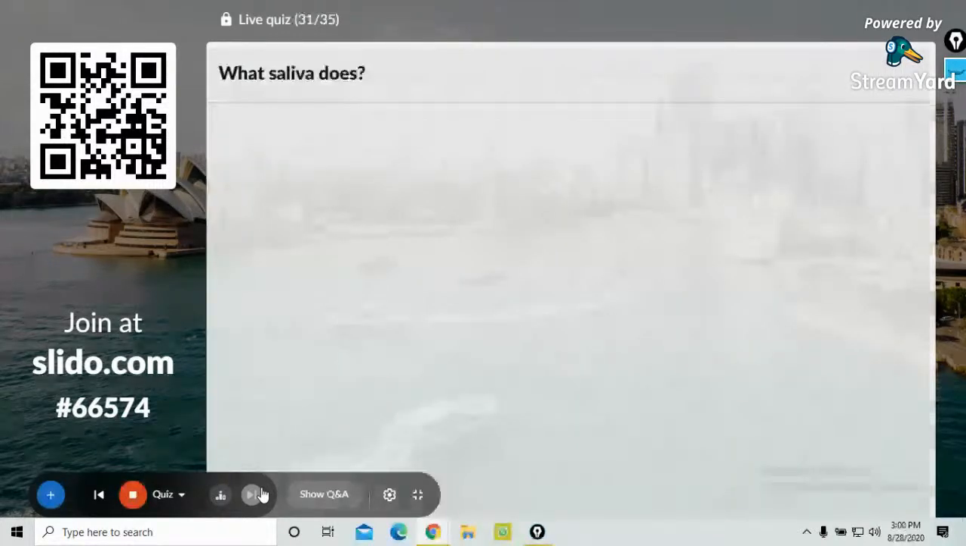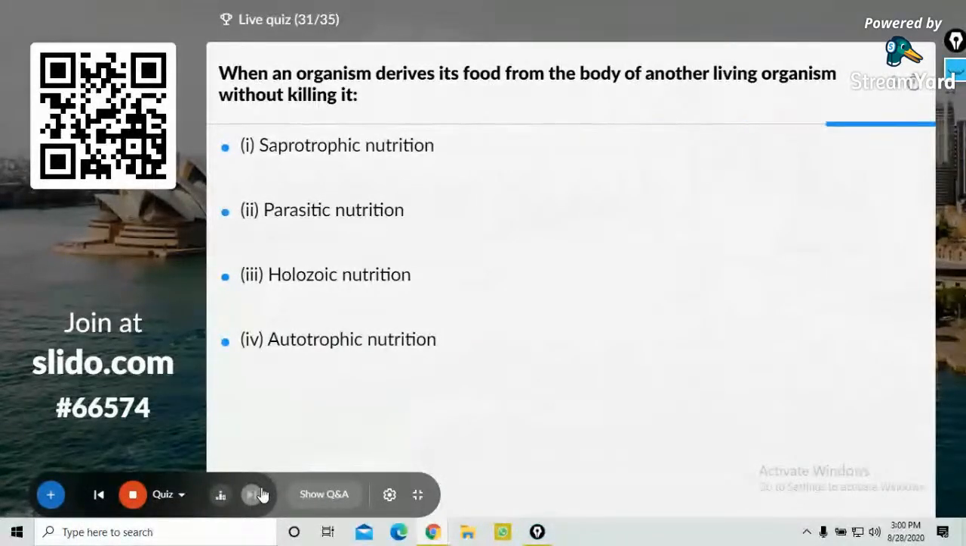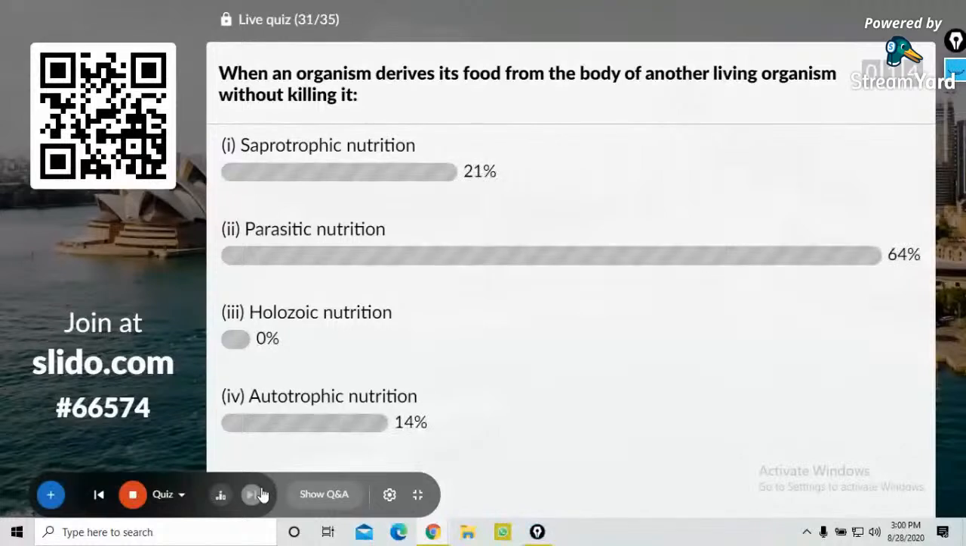When an organism derives its food from the body of another living organism without killing it, it is known as saprotrophic nutrition, parasitic nutrition, holozoic nutrition, autotrophic nutrition. Yes. Guys, it is parasitic nutrition.